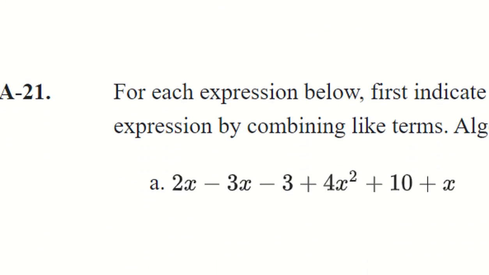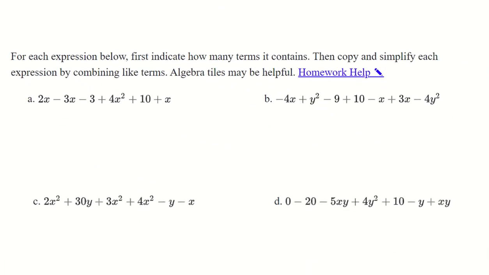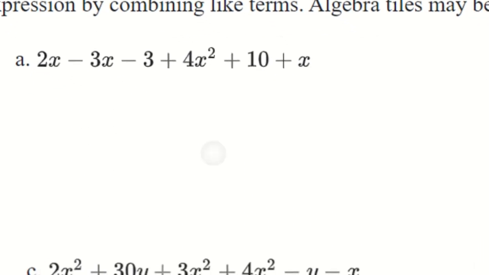All right, let's go on to question 21. It says, for each expression below, first indicate how many terms it contains, then copy and simplify each expression by combining like terms. Algebra tiles may be helpful. So let's just go through the first step real quick.